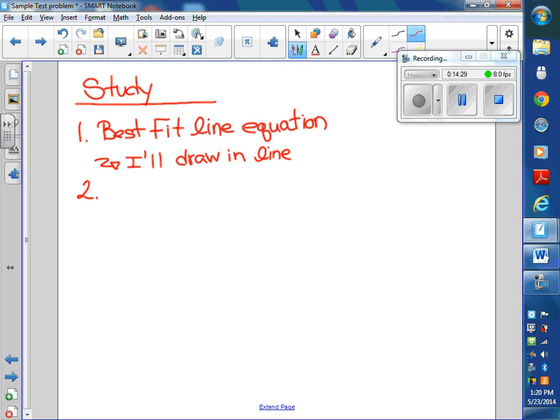Okay. On the white packet, you should really pay attention to problem number 2. Not because it's more important than anything else, but it does a lot. So we just did the best fit line, but on the white packet, number 2, it goes through inverse relationships, inverse equations, which we haven't talked about in a few days, right?